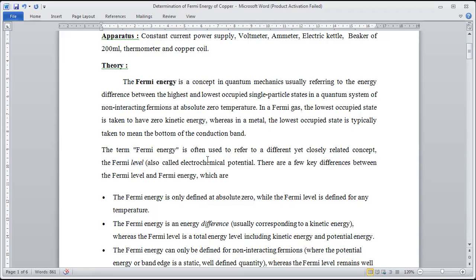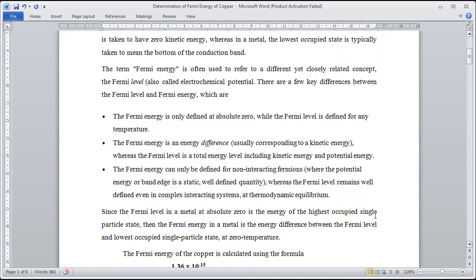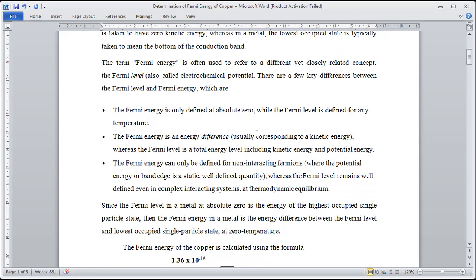The term Fermi energy is often used to refer to a different yet closely related concept. Many times we say Fermi level, which is also called the electrochemical potential. Sometimes we say Fermi level, sometimes Fermi energy. There is a slight difference between these two, which I will outline. The Fermi energy is only defined at absolute zero, while the Fermi level is defined for any temperature. This is the first difference between the Fermi energy and the Fermi level.